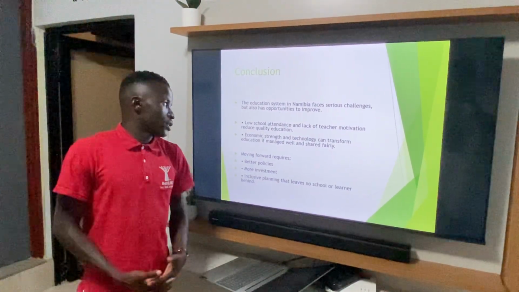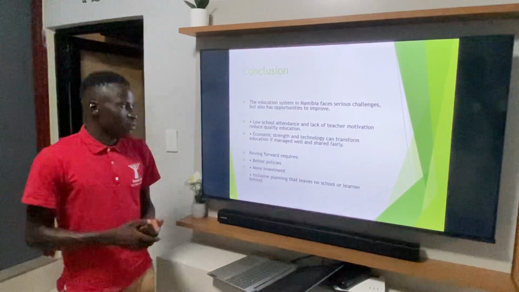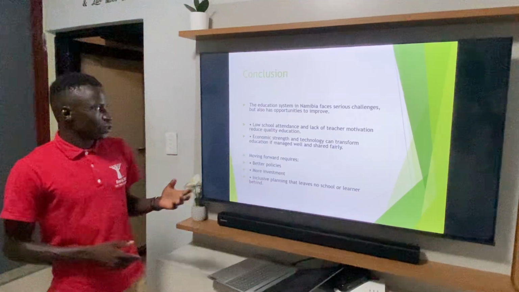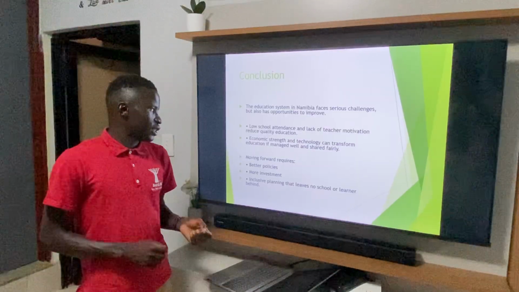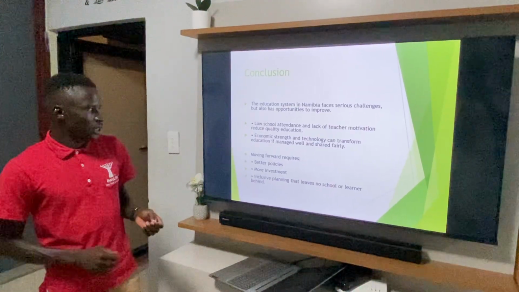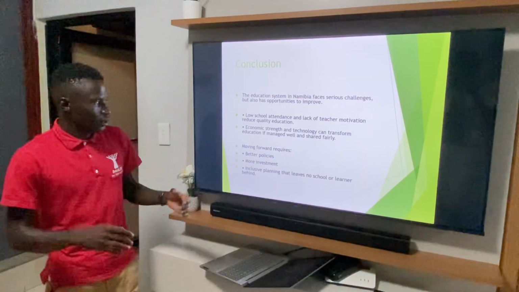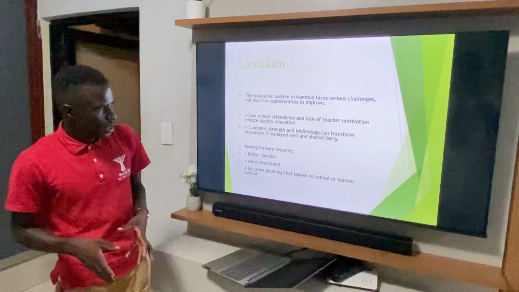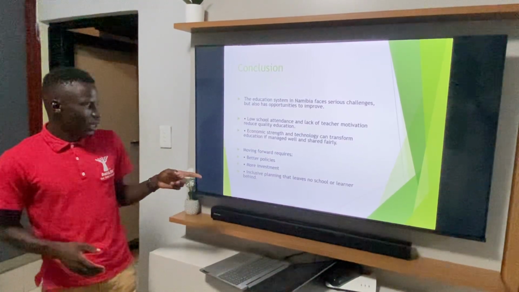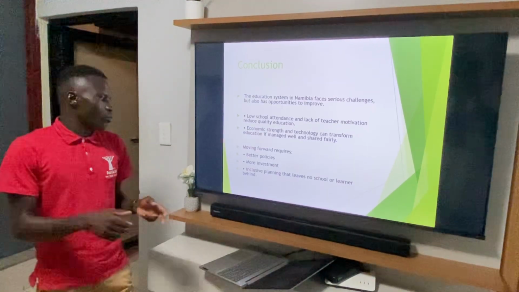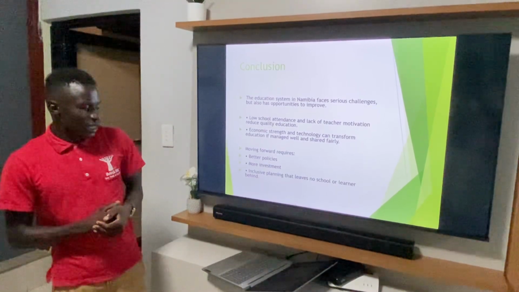So in conclusion, I can say the education system in Namibia faces serious challenges, but also has opportunity to improve. Low school attendance and lack of teacher motivation reduce the quality of education. Economic strength and technology can transform education if managed and shared fairly. Moving forward requires better policies, more investment, and inclusive planning that leaves no school and no learner behind.